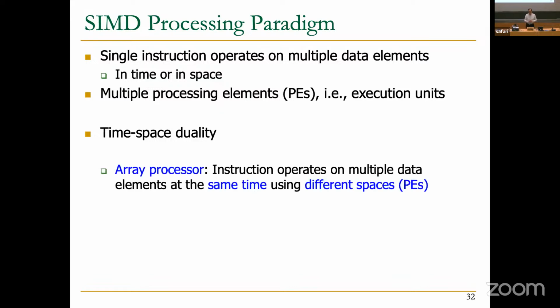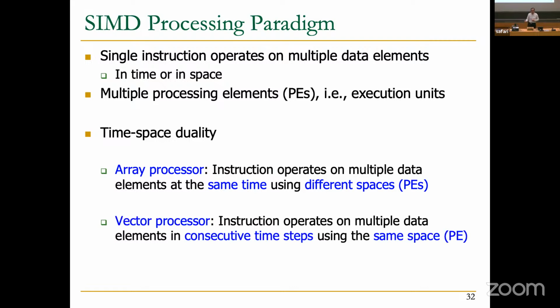So in an array processor, the same instruction operates on multiple data elements at the same time using different spaces or processing elements, if you will. So you have an array of processing elements that can do the same thing, and a single instruction instructs them to do exactly the same thing concurrently at the same time to all of those data elements, different data elements. We're going to see this picture also.